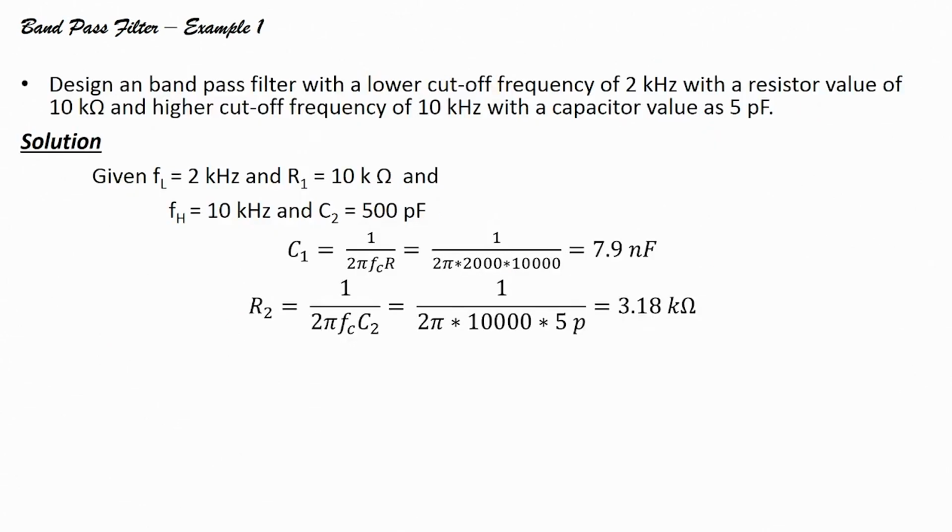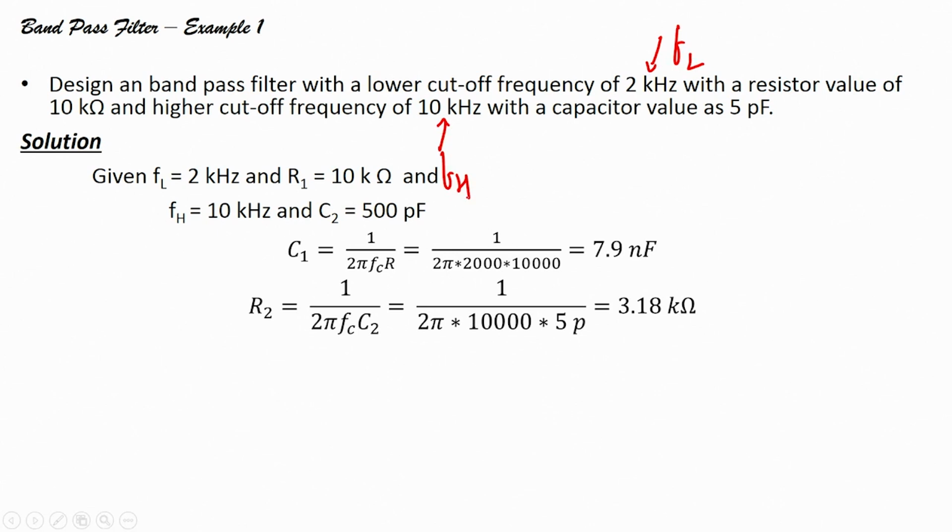So, let us take an example to make it easier. Design a band pass filter with a low cutoff frequency of 2 kilohertz and a resistor value of 10 kilo ohm, high cutoff frequency of 10 kilohertz, capacitor value of 500 picofarad. So, what is given? FL is given, FH is given. This is your FL, this is your FH.